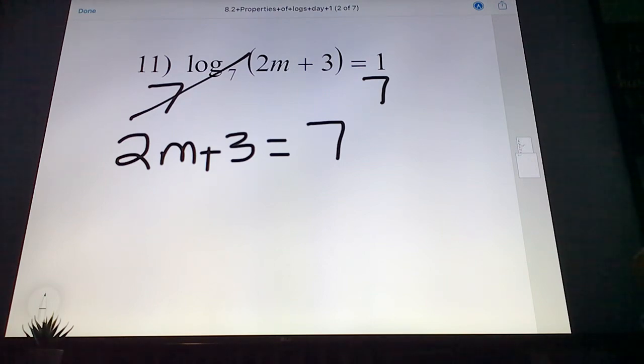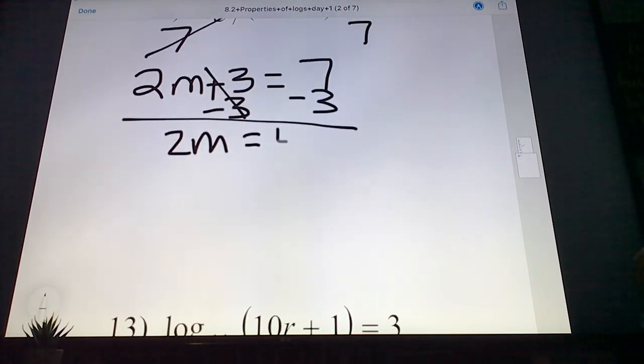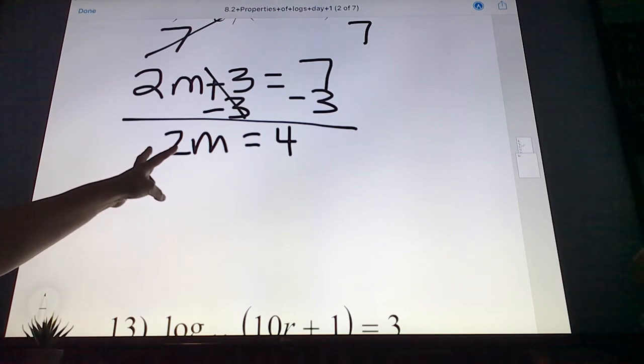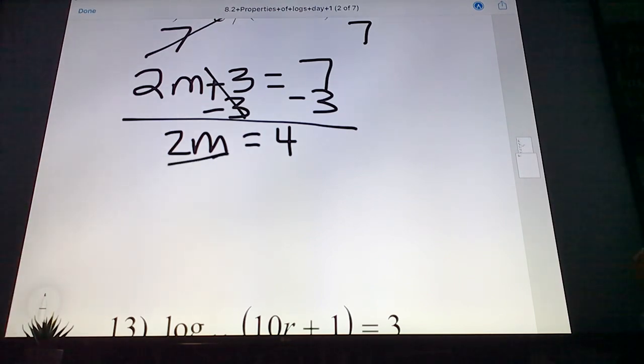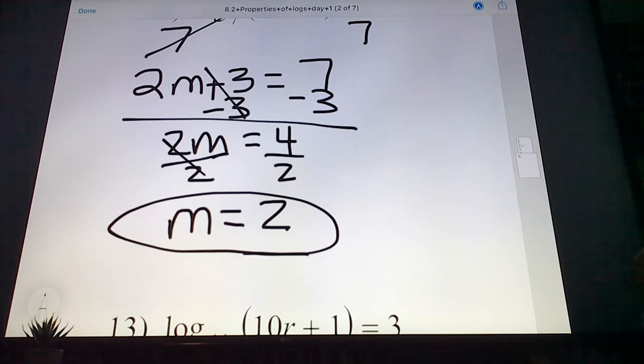Okay, we always move stuff away from the letter first. So we're going to say minus 3 first. Okay, and what is 7 minus 3? 4. Okay, and then now I have this 2 next to this m, so that means times, so we need to divide. What is 4 divided by 2? Okay, and that's going to be 2.